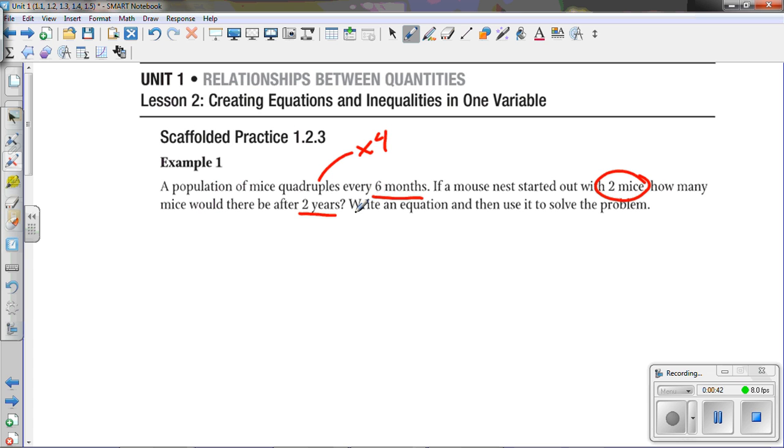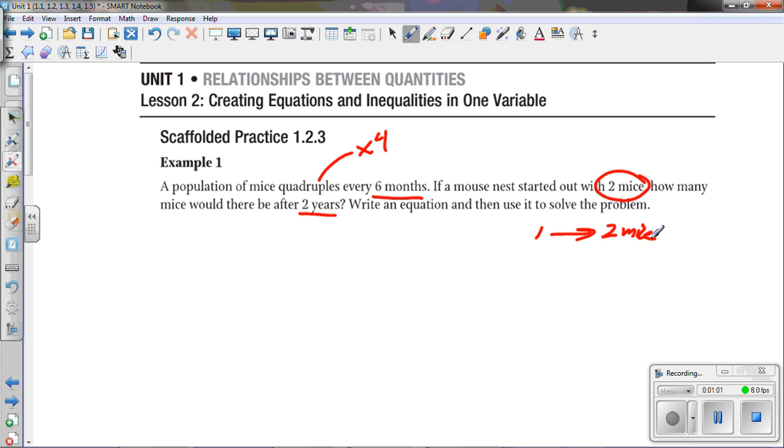Now notice the first thing we have to do is recognize it was first given to us in 6 months, and now we're talking about years, so we have different labels. Write an equation and use it to solve the problem. So let's just talk about it: on day 1, we have 2 mice.